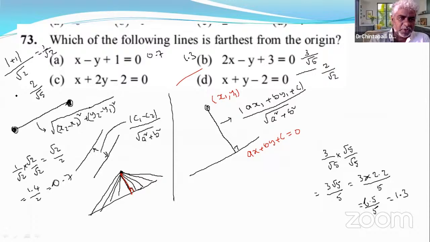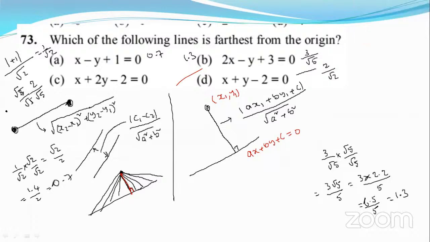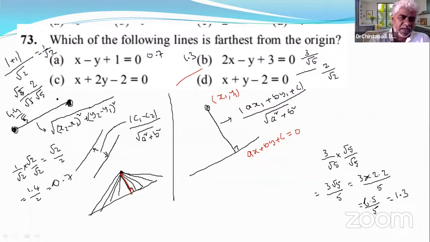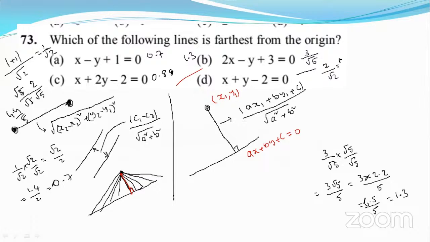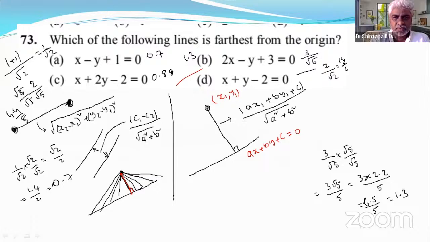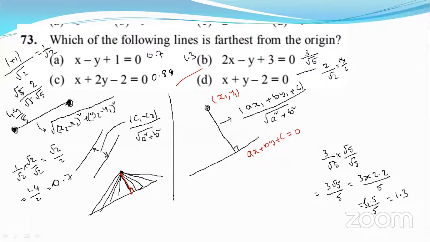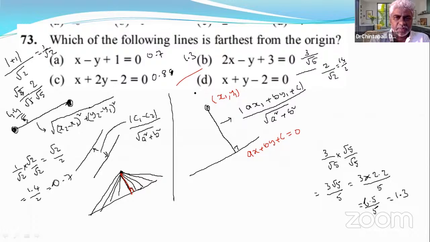The third value is 2 by root 5. Multiply numerator and denominator by root 5: 2 root 5, so 2 times 2.2 is 4.4, by 5, which is about 0.88, approximately 0.8. Next, 2 by root 2 is nothing but 1.4 by 2, which is 0.7.